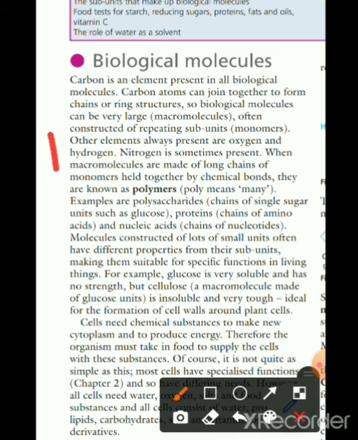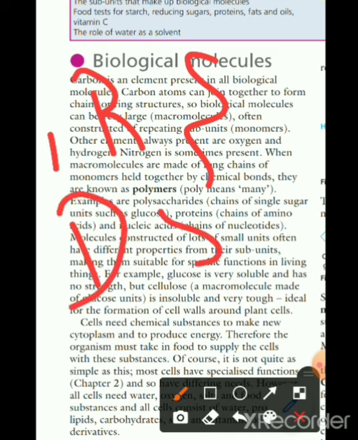Next, protein is another example, where a huge number of amino acids, which are the building blocks of proteins, join together to give rise to a polymer called protein. Nucleic acid is when a chain of nucleotides are joined together. Nucleic acids are of two types. They could be RNA, which is usually a single-stranded nucleic acid. The other is DNA, which is the double spiral or ladder-shaped nucleic acid.